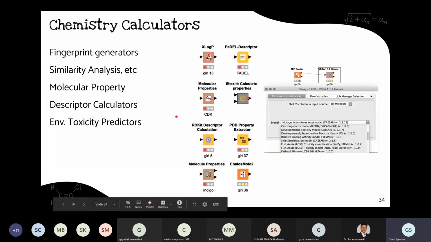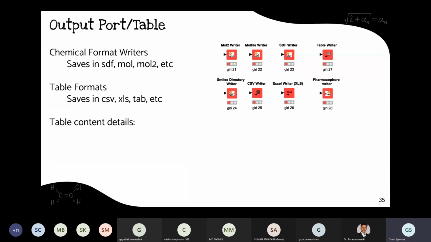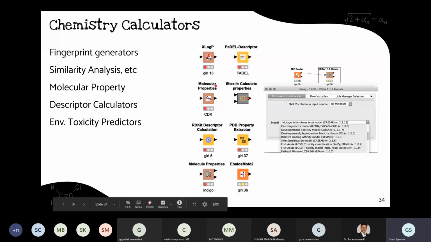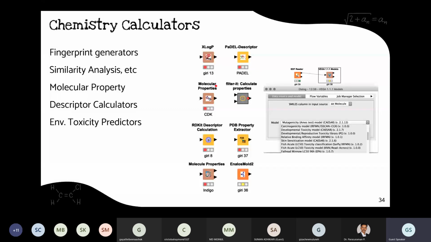Then let us look at the chemistry calculators. Sorry. So we have fingerprint generators, for example, where is it? Yeah, this one. RDKit has molecular property converters. They generate fingerprints and then calculate the descriptors. And you can also predict descriptors and molecular properties. Keep in mind, most of the nodes might predict similar descriptors. So when you are combining them, try to remove duplicates. Otherwise, you end up with lots of overfitting issues.